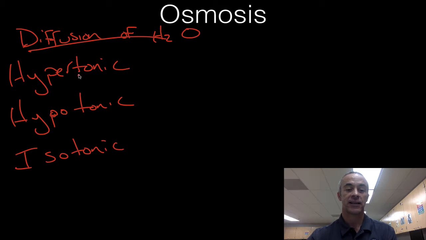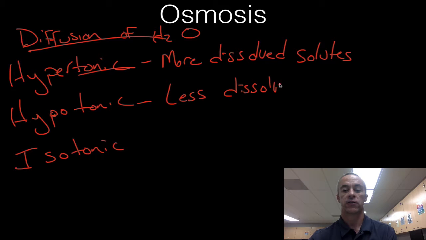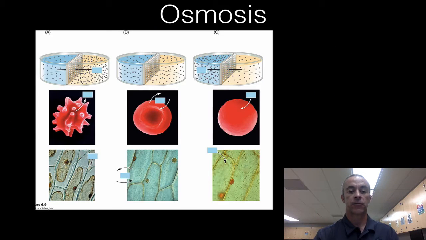So the tonicity of a particular substance refers to how much stuff is dissolved in it. So a hypertonic solution has more dissolved solutes, whereas a hypotonic solution is going to have less dissolved solutes. And an isotonic solution has the same amount of solutes. And this is really significant when it comes to living cells and how water is going to move in and out of those cells. So let's look at a few examples of that.